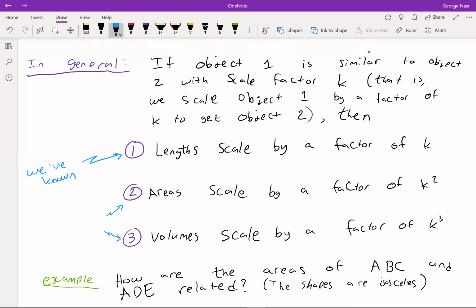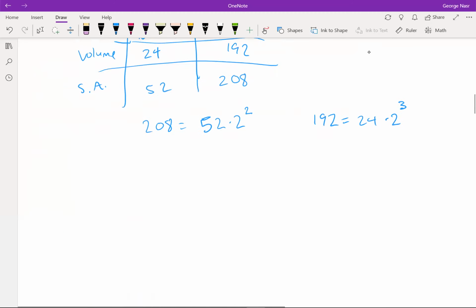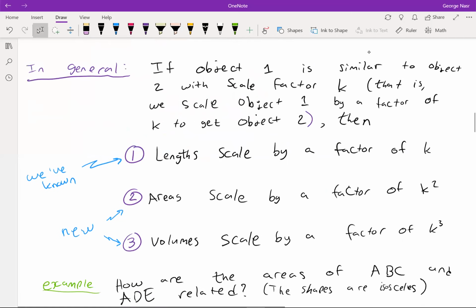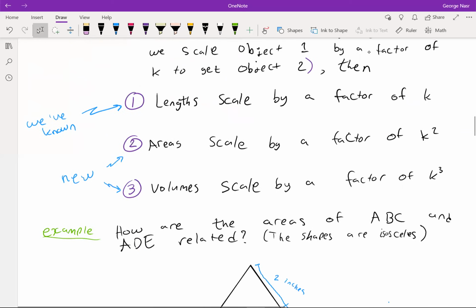These two things, those are new. These are the things that I just kind of unraveled for you in this example here. That when I want to take the surface area of an object and its scaled version, and I want to relate them, I've got to square the scale factor versus cubing it for the volume. So what I'm trying to tell you here is that this is a relationship that's always true. And we can use this to find some pretty surprising things.